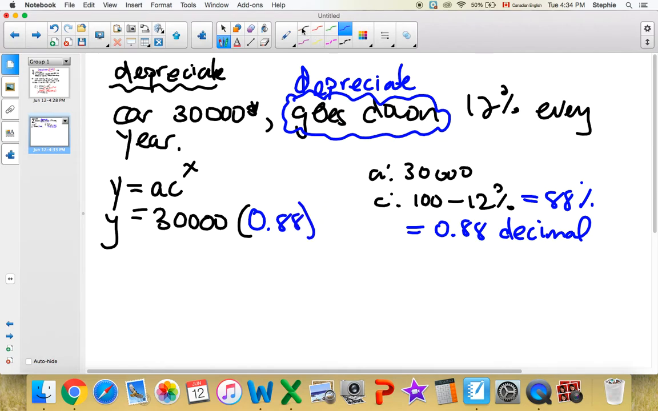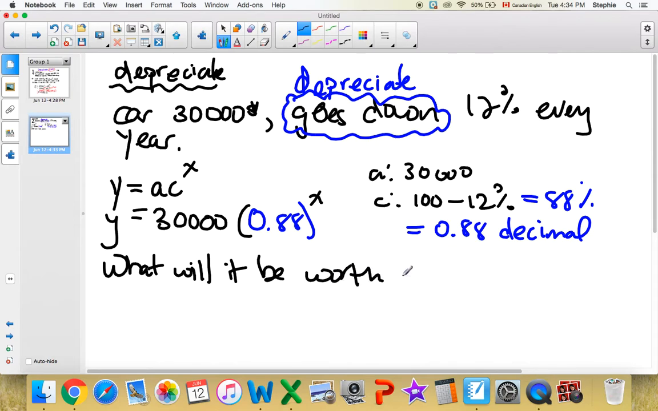And then, of course, it's a typical X. I didn't ask the question yet. What if I ask, what will it be worth in 5 years?